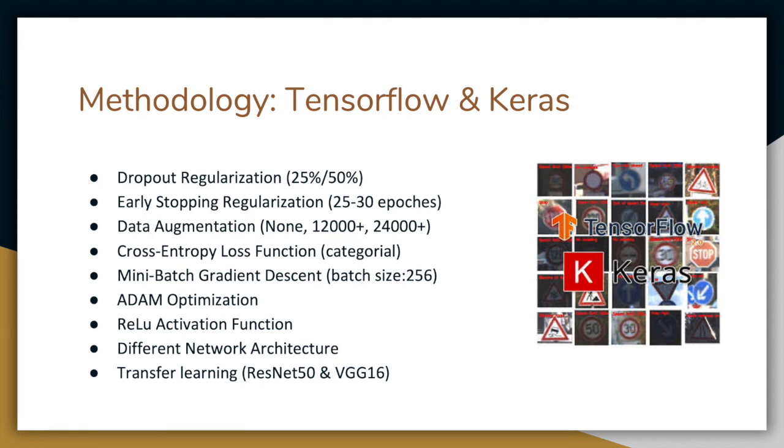We also use the cross-entropy loss function, and in Keras it is categorical cross-entropy. We use mini-batch gradient descent with Adam optimization and ReLU activation function. We also try different network architectures and transfer learning. We include ResNet 50 and VGG16 in this presentation.